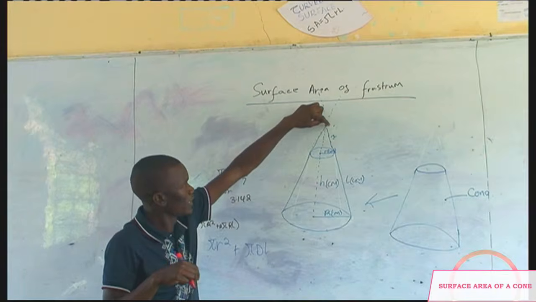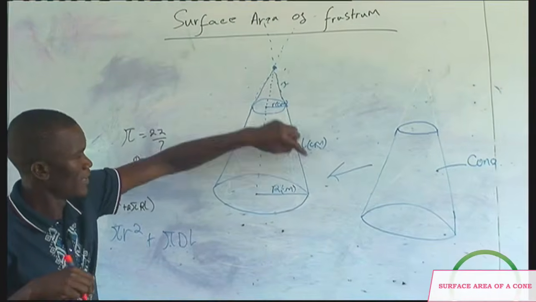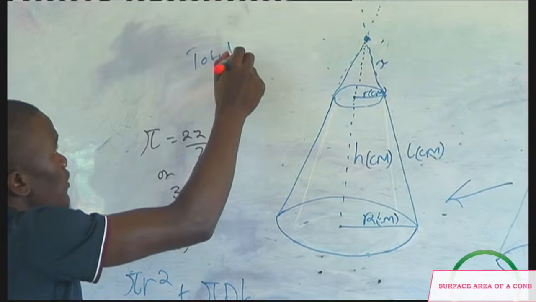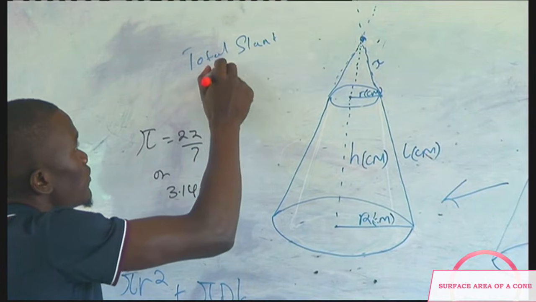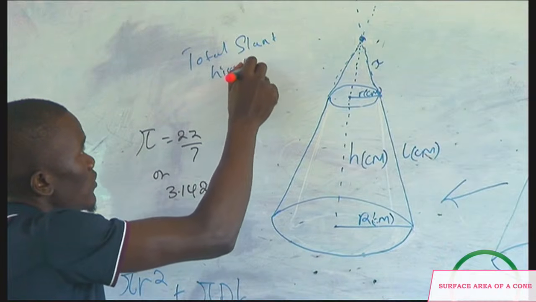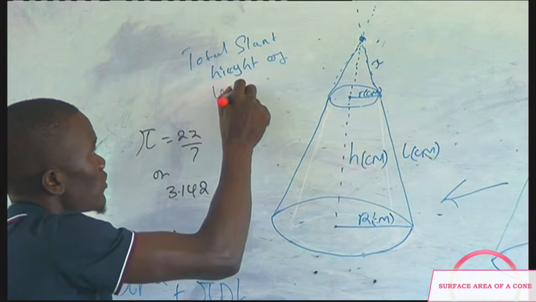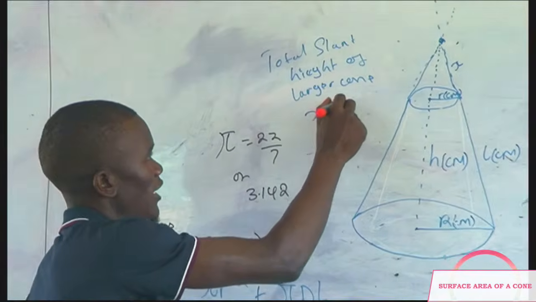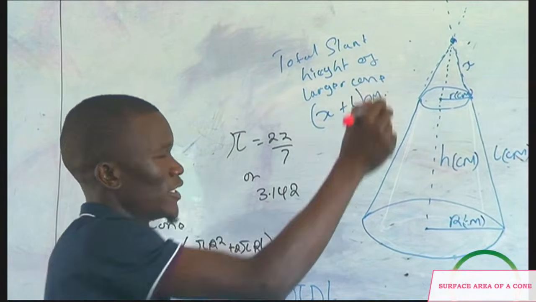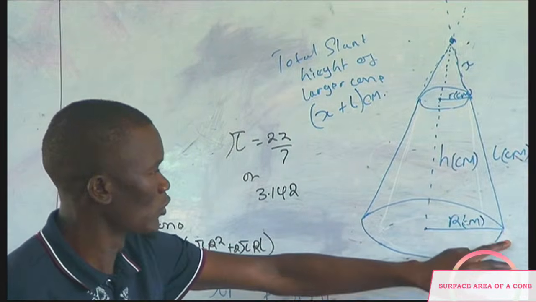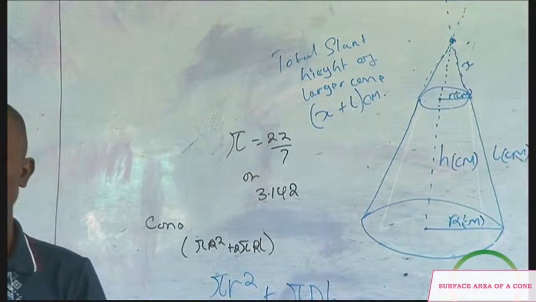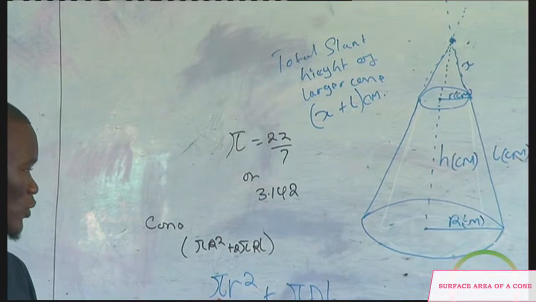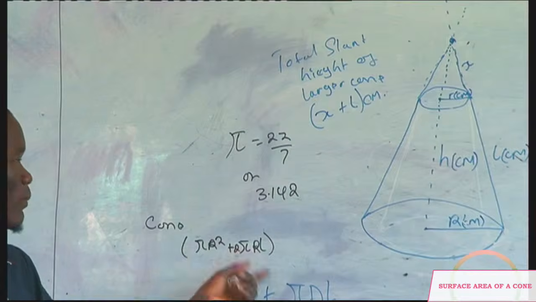Now the total slant height of the larger cone is x plus L centimeters. Now we have a larger cone and a smaller cone. We have seen that the surface area is given by pi r squared plus pi r L.